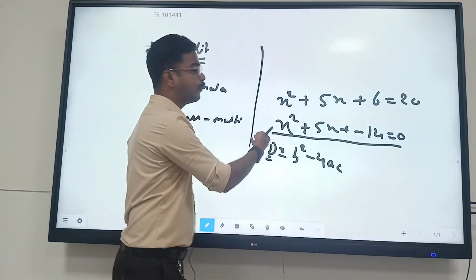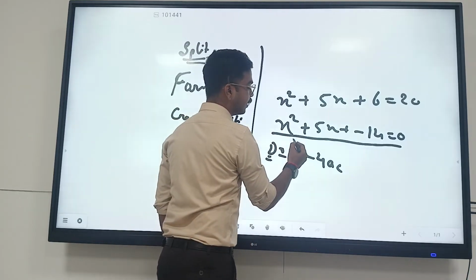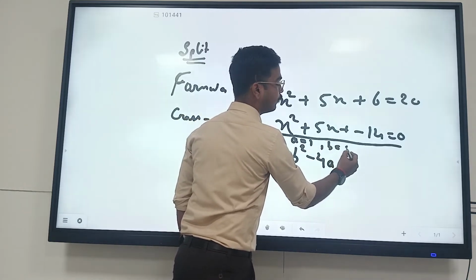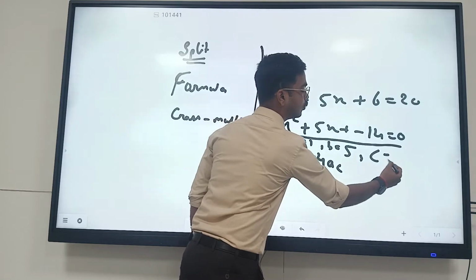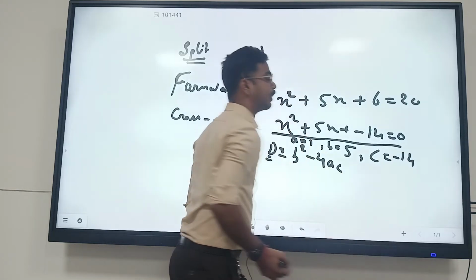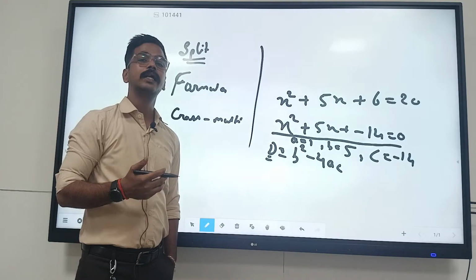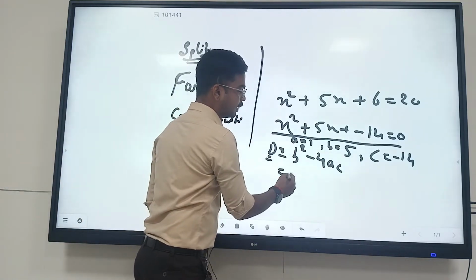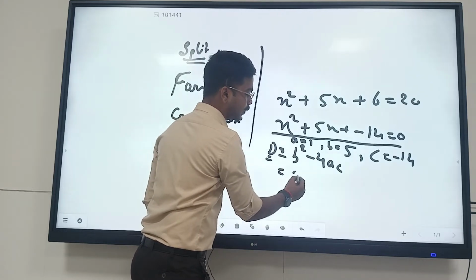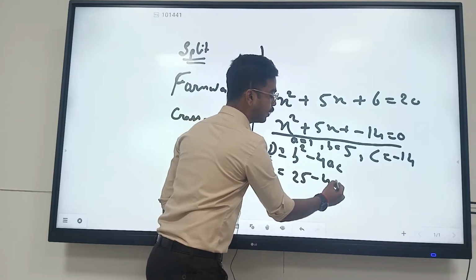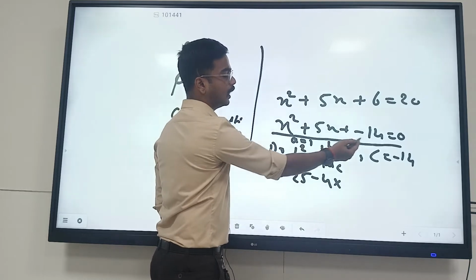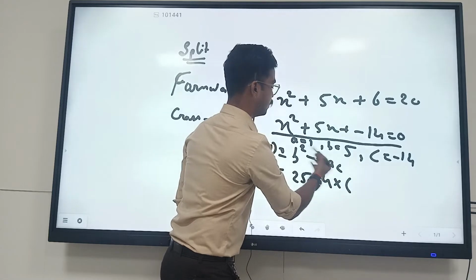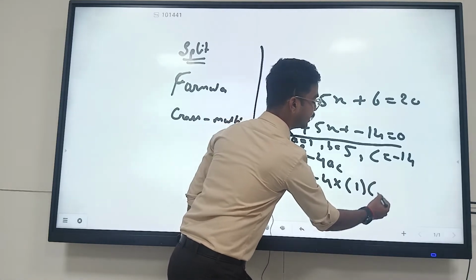So suppose for this one you get the value of a is equal to 1 and the value of b is equal to 5 and the value of c is equal to -14 by comparing it with the standard quadratic equation. So we have to put these values here. You can see the value of b is 5, so b square means 25 minus 4 into a. What is the value of a here? 1, and c is -14. So we'll write here a is 1 and c is -14.